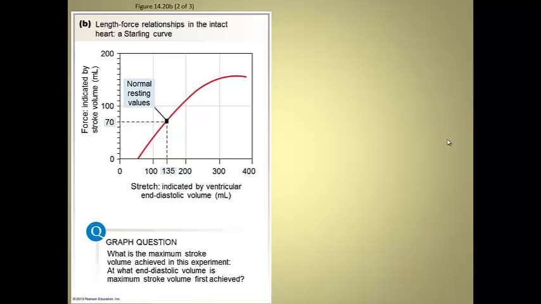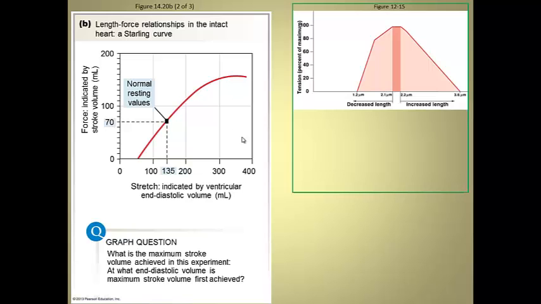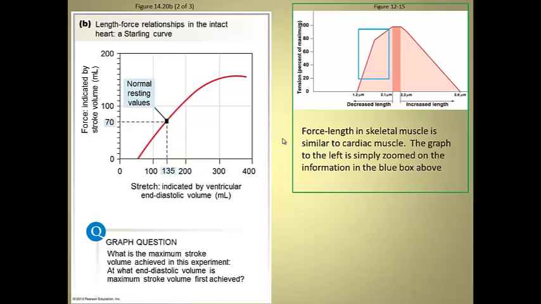So here's the Starling curve. That's just showing you that here, as stretch of the myocardium increases, force increases. And what this is saying specifically is that as end diastolic volume increases, stroke volume is going to increase.